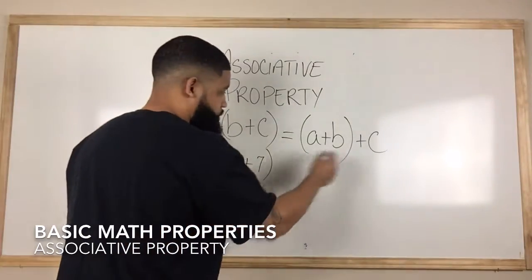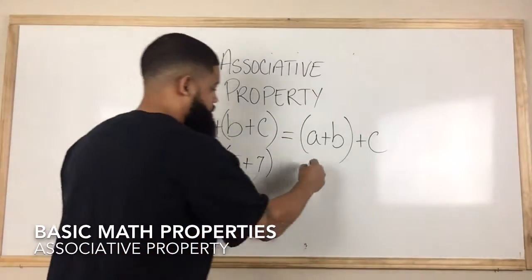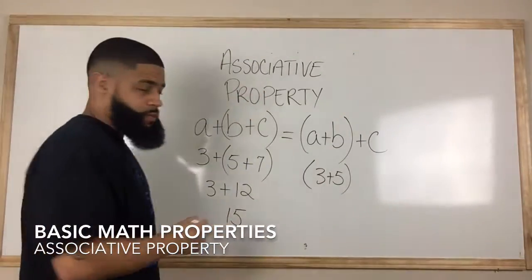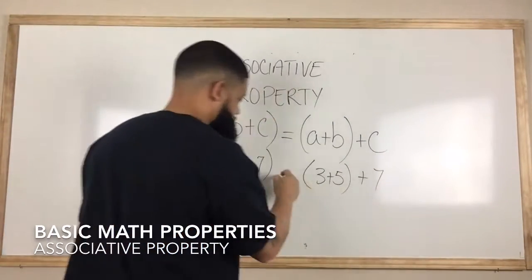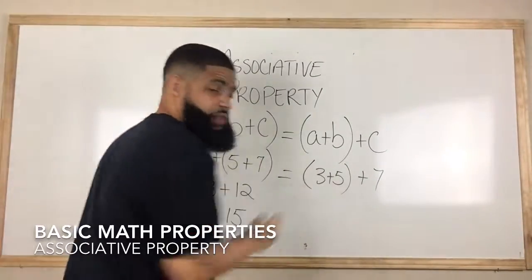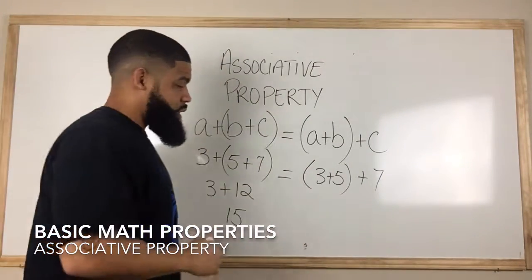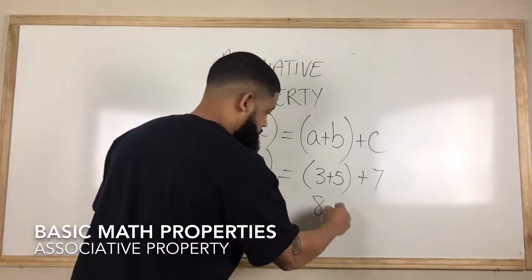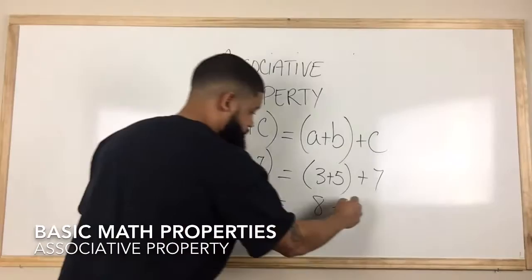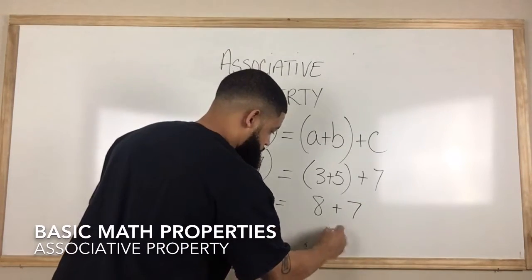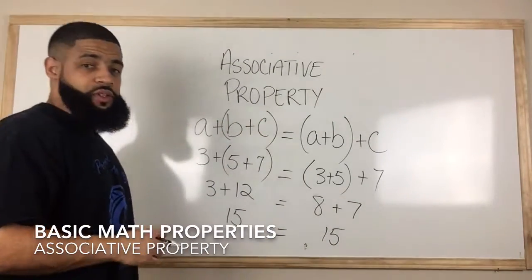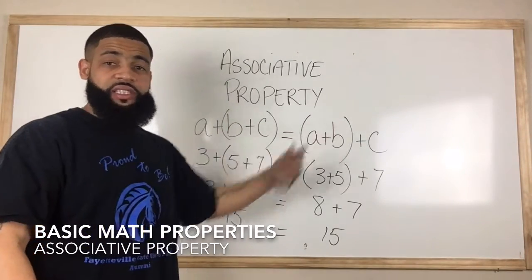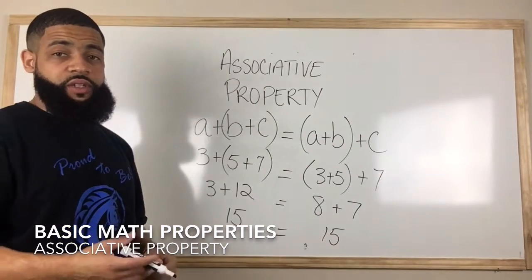Now, over here, I'm going to put 3 plus 5 there, and then plus 7. So this value here is equal to this value there. So first of all, I would have to do the sum of 3 plus 5, which is 8, and then plus 7, and as you can see, 8 plus 7 is equal to 15. Now notice, everything on the left side of the equal sign has the same value as what's on the right-hand side of the equal sign.